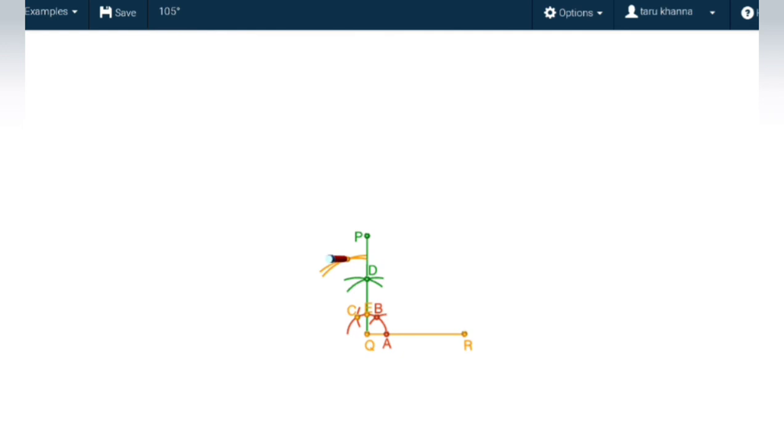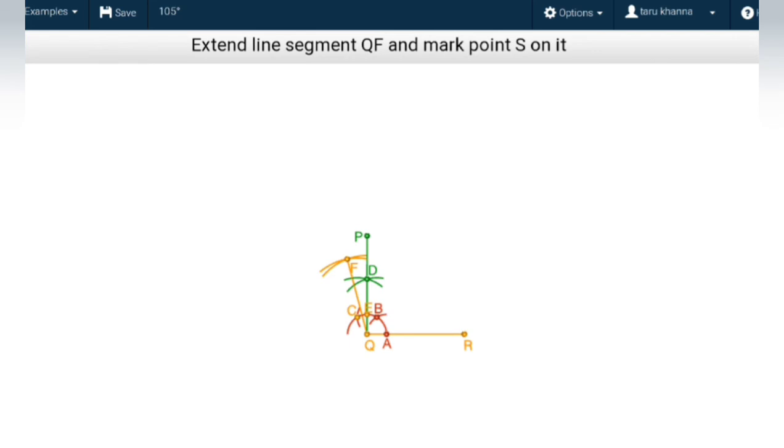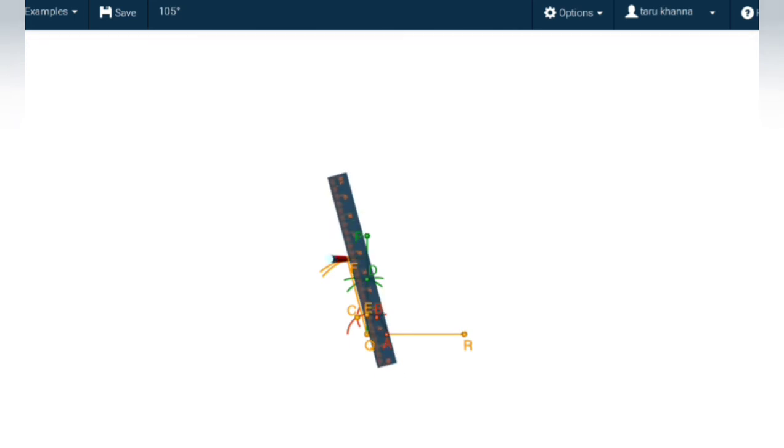And we will be joining this point, mark this point as F, and we will be joining Q and F. And then we will be extending it further to say a point S, so that we have angle SQR, that is the angle so formed as 105 degree. So angle SQR is equal to 105 degree.